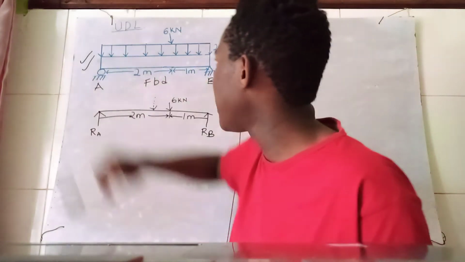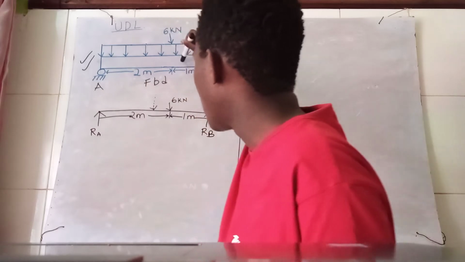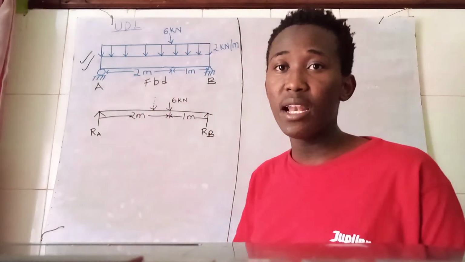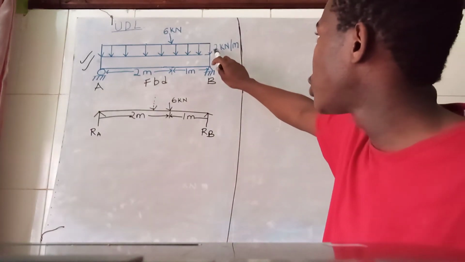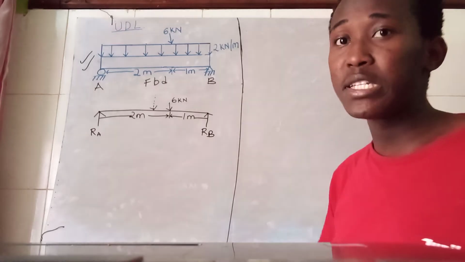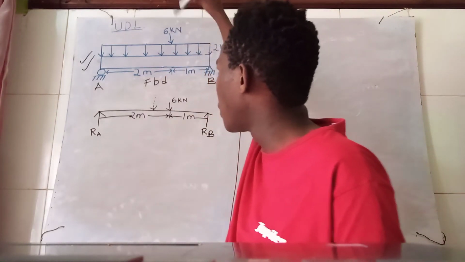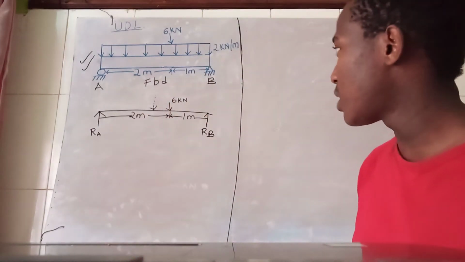At the top here, I have some arrows drawn pointing downwards on my beam. This is the symbol for UDL, uniformly distributed load. It has a value of 2 kilonewtons per meter. Also, on my beam, we have a force of 6 kilonewtons acting on it. Then the distances are given.